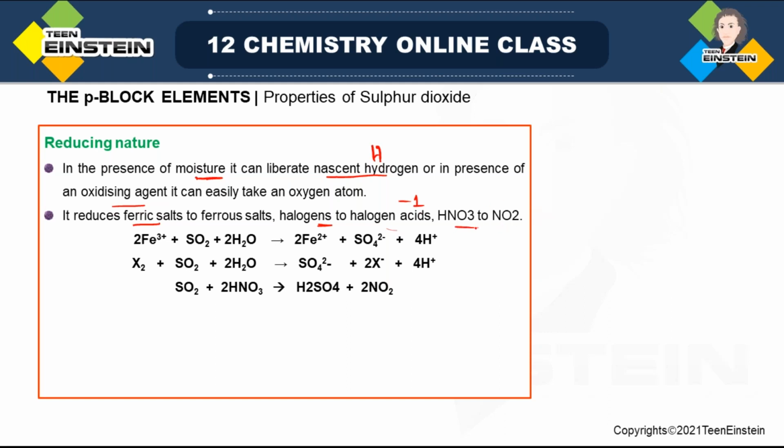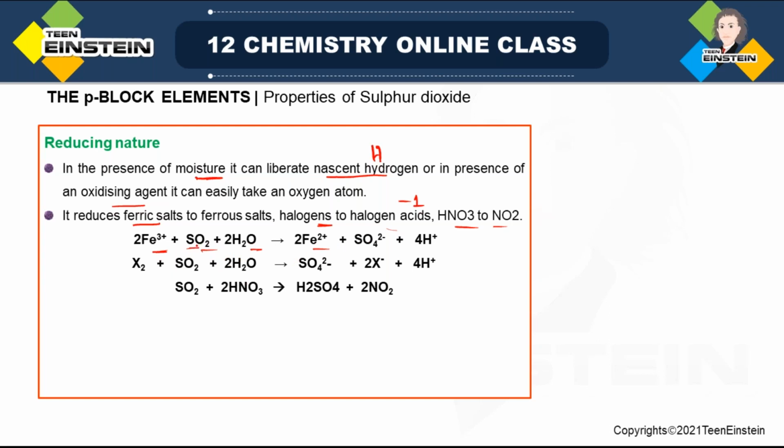Then from HNO3 to NO2, because in HNO3 the oxidation state of nitrogen is +5, but when it is converted to nitrogen dioxide, now it is +4 oxidation state. That means gain of electron. So we have the reactions here. Fe3+ in presence of SO2 and water is also present. It is reduced to Fe2+.